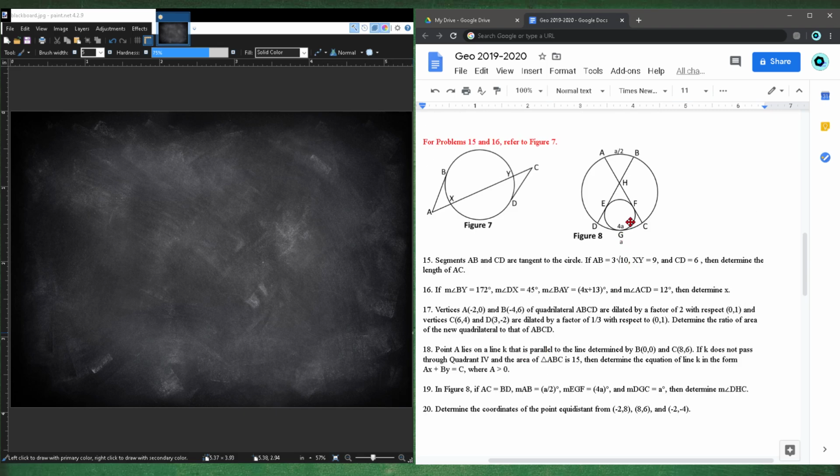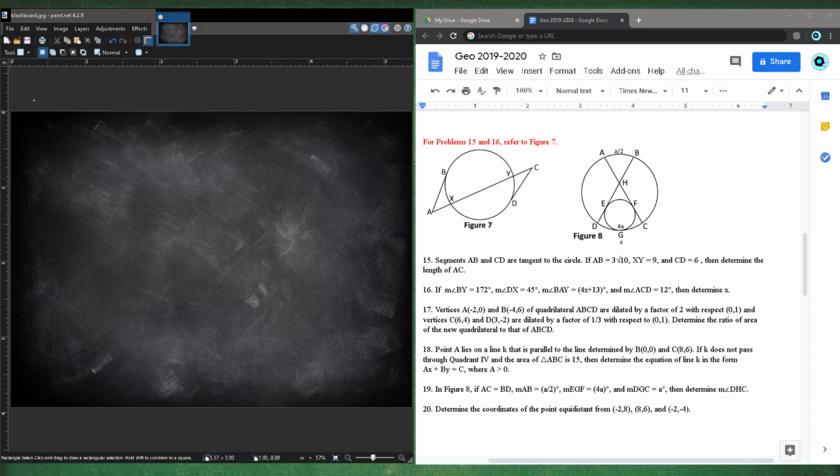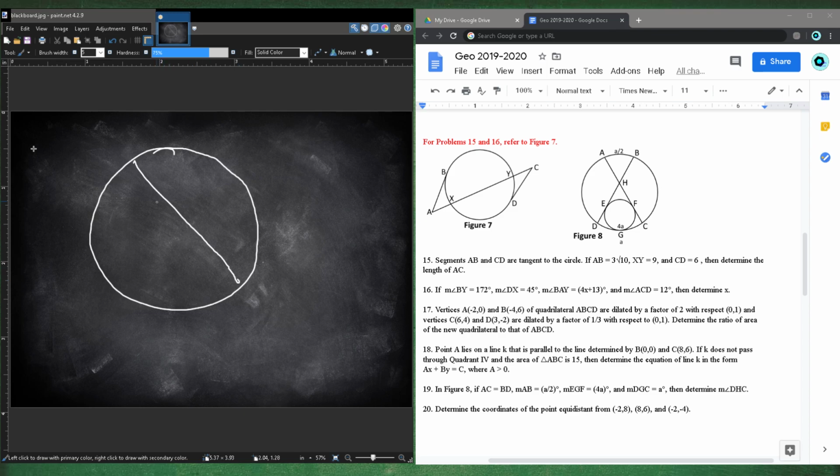Okay, in figure 8, so it's this one. If AC is equal to BD, the reason they said that is that it actually has to be the same. If they're not the same, then it doesn't work. And then angle MAB is equal to A over 2. So we just have to look at the diagram. Since DGC is A, so it's just that arc, let's draw that out and write that one over here. Then draw a circle. This one's A over 2, this one's A, and this side from here to here is actually 4A.